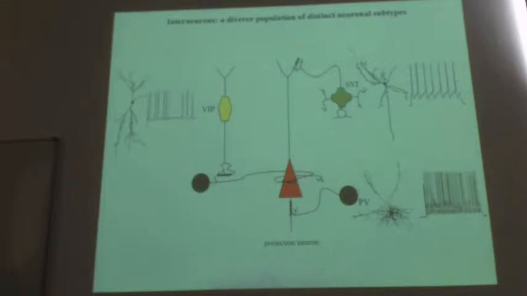And for the rest of the talk, I would like you to remember that there are three molecules, two neuropeptides, VIP and somatostatin, and the calcium binding protein parvalbumin, that are expressed in three non-overlapping interneuronal populations. So there is another difference between the projection neurons and the interneurons, and this is related to where these cells are born.